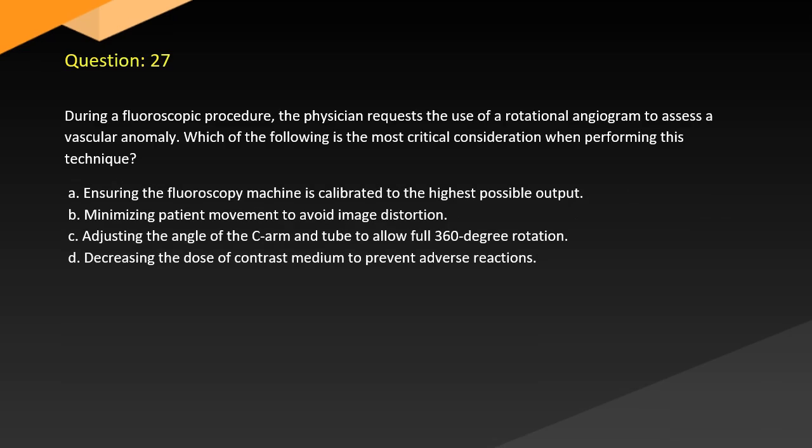Question 27. During a fluoroscopic procedure, the physician requests the use of a rotational angiogram to assess a vascular anomaly. Which of the following is the most critical consideration when performing this technique? A. Ensuring the fluoroscopy machine is calibrated to the highest possible output. B. Minimizing patient movement to avoid image distortion. C. Adjusting the angle of the C-arm and tube to allow full 360-degree rotation. D. Decreasing the dose of contrast medium to prevent adverse reactions.